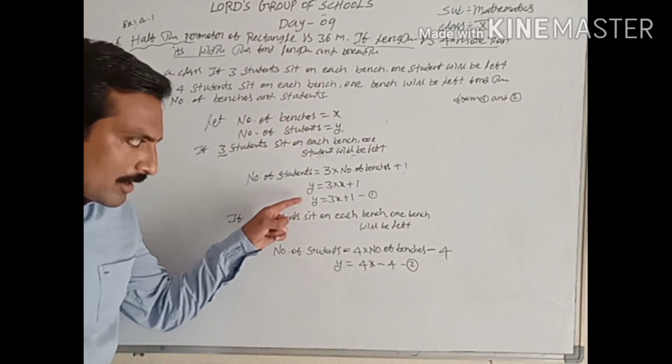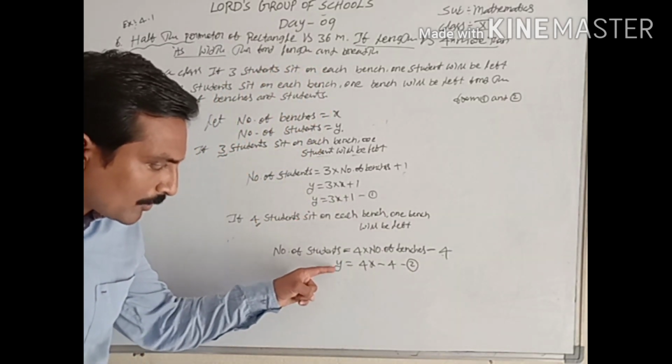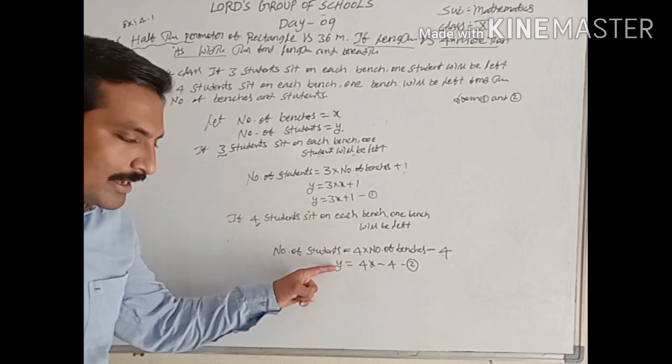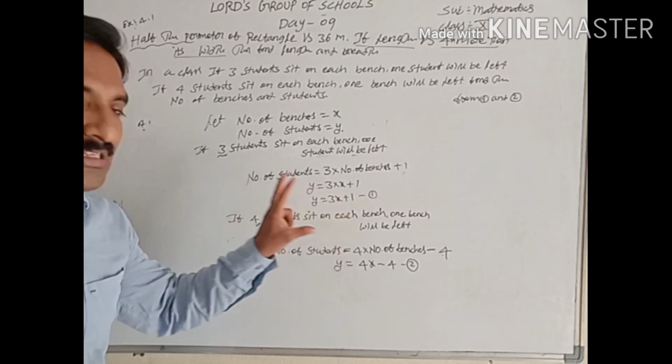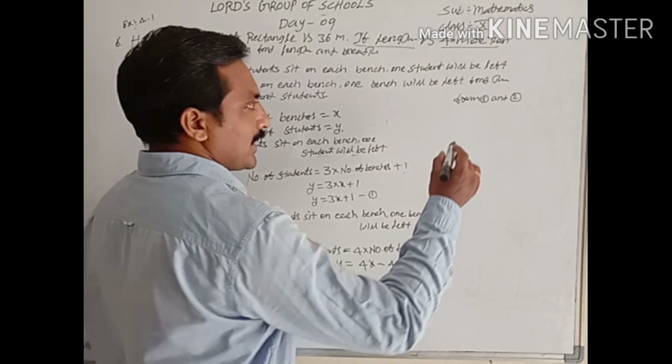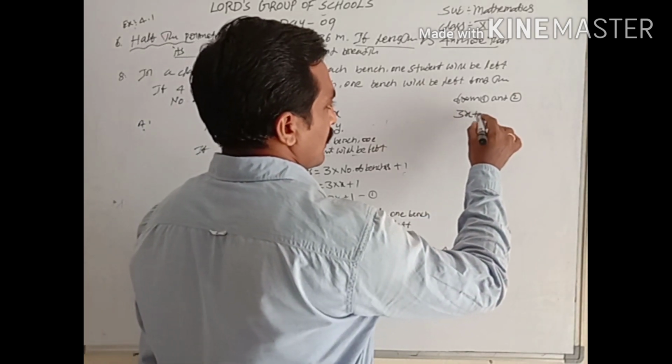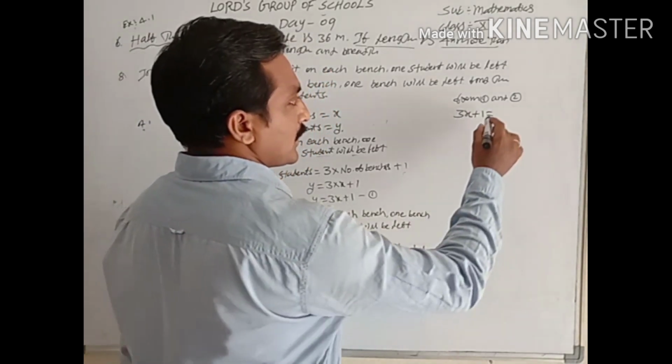In the 2 equations, you have to observe that the LHS are both the same, only y. That time you have to equate the RHS parts. 3x plus 1 is equal to 4x minus 4.